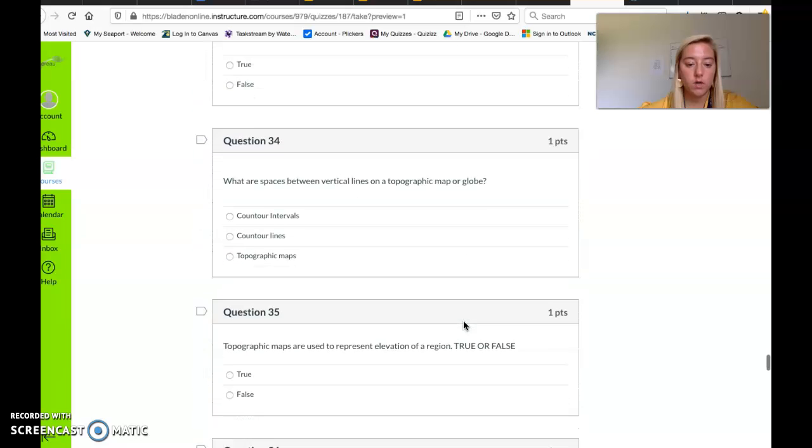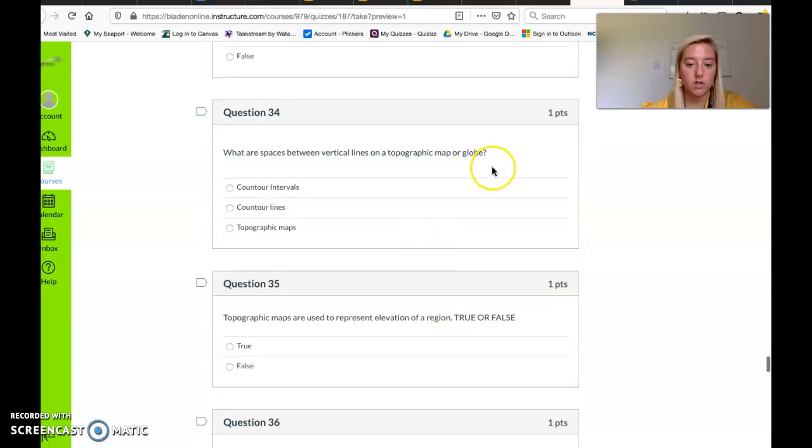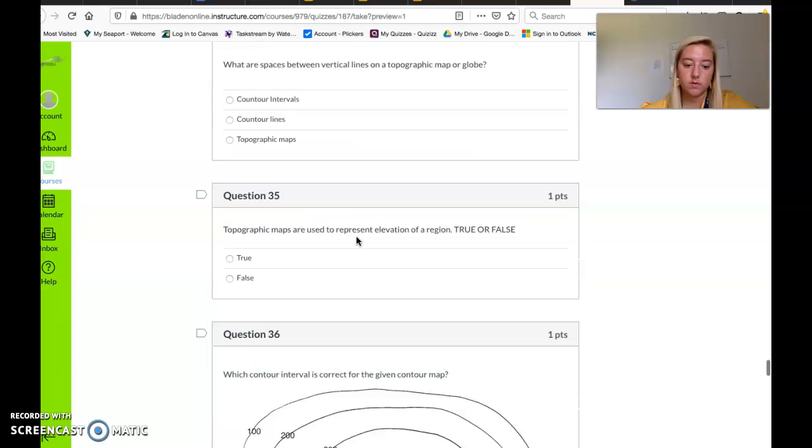Question 34. What are the spaces between the vertical lines on a topographic map or globe called? Are they contour intervals? Are they contour lines? Are they topographic maps? Question 35. True or false? Topographic maps are used to represent elevation of a region. True or false?